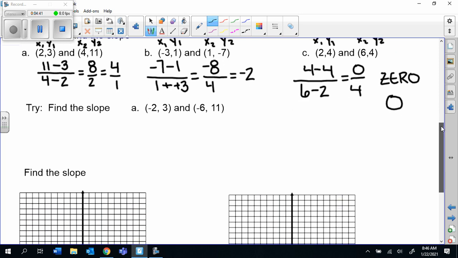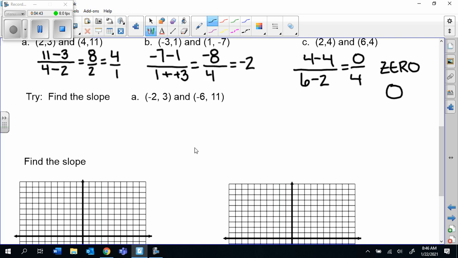All right, if you want to try one, I gave you one to try right here. So x1, y1, x2, y2, 11 minus 3, over -6. Watch your negatives. Minus from the formula, and then your coordinate is a -2.